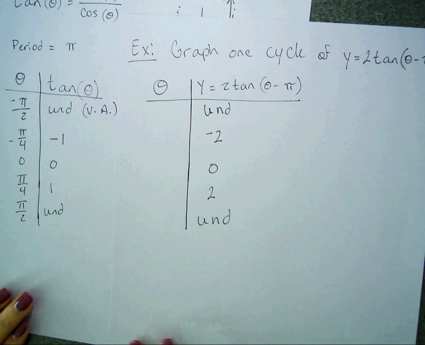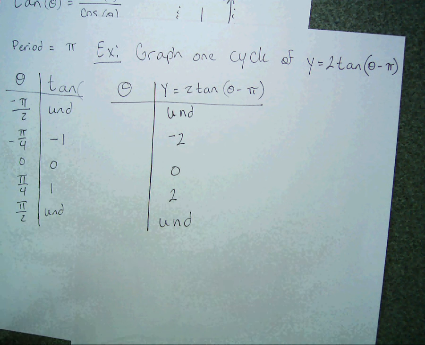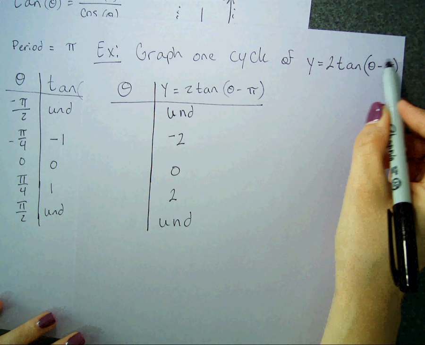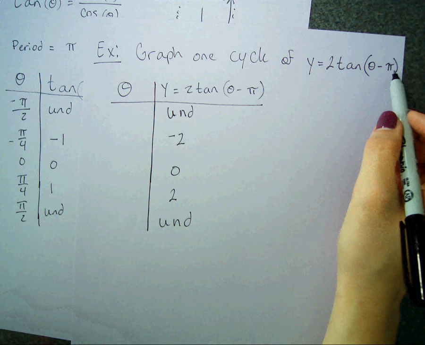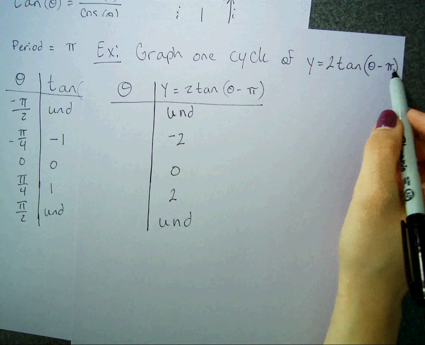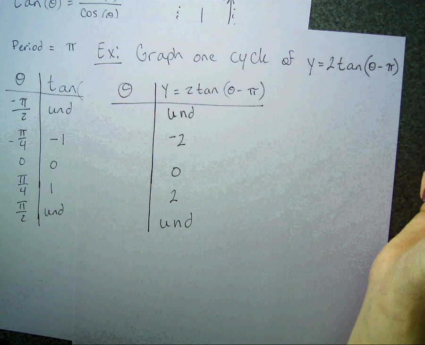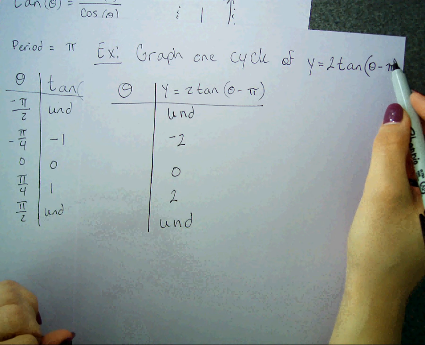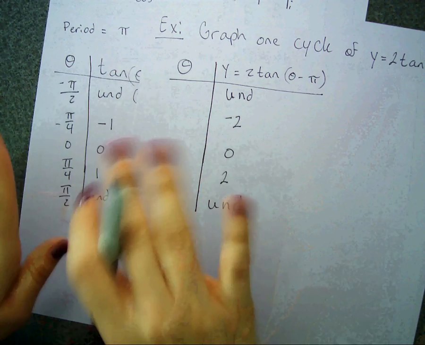The only horizontal transformation I have is the minus pi. What does this minus pi tell me about my graph? Pi to the right, so horizontal or phase shift. So I'm going pi to the right. So my new value, I'm going pi to the right, so all of my theta values are going to the right pi.